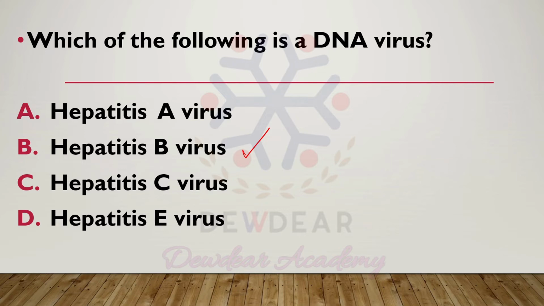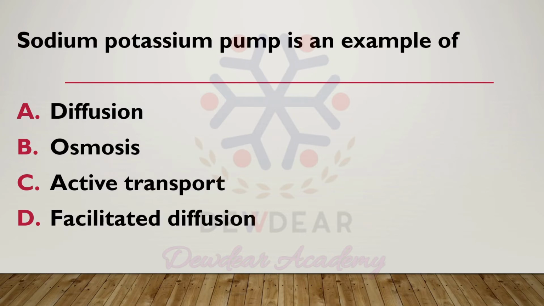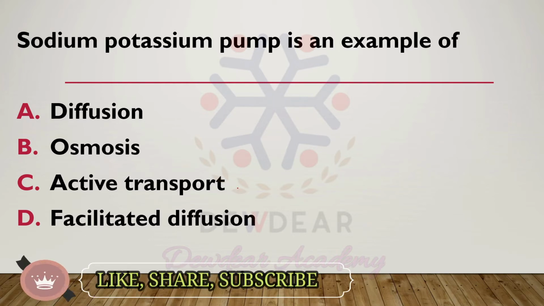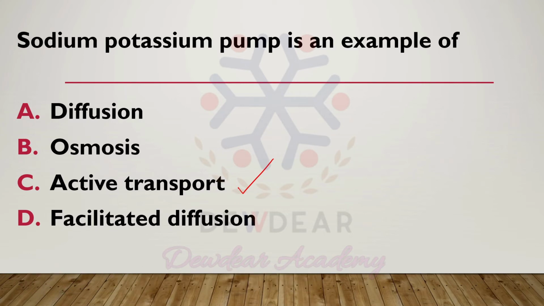Then the next question. Sodium potassium pump is an example of. Options diffusion, osmosis, active transport, facilitated diffusion. Correct answer is option C, active transport. Sodium potassium pump is an example of active transport.